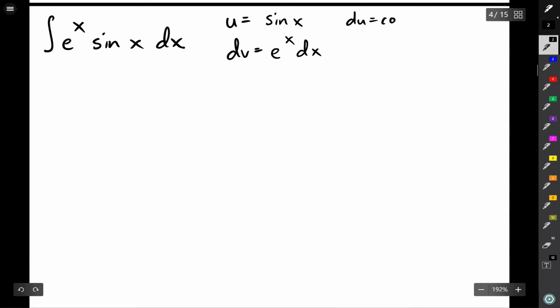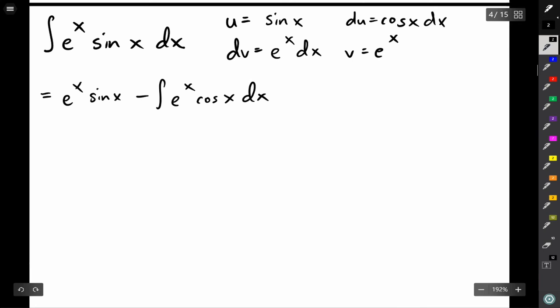Right? So here's our u. du is then cosine of x dx, and v is just e to the x. So this integral turns into u times v minus the integral of v du. All right, so we're kind of stuck in a similar conundrum to what we started with. We have an e to the x cosine x going on here. This is fine. We'll just try integration by parts again.